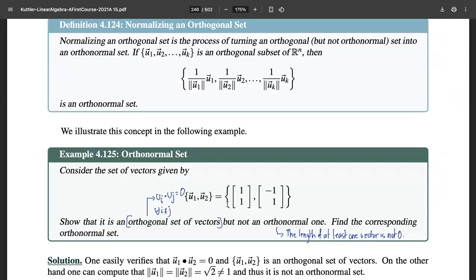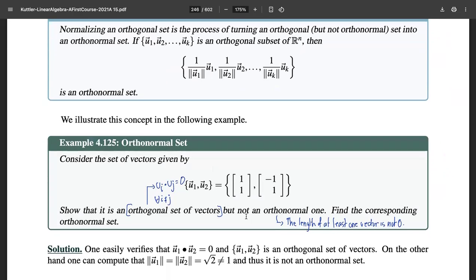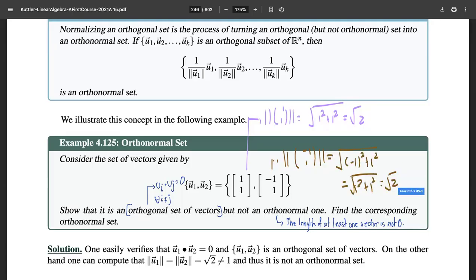But is it orthogonal? We just checked and proved that it's orthogonal. Is it orthonormal? That's something we have to check. If I calculate the length of the first vector, I get square root of 1 squared plus 1 squared, that's square root 2. The length of the second vector is square root of (-1) squared plus 1 squared, that's square root 2. So none of the lengths are 1.